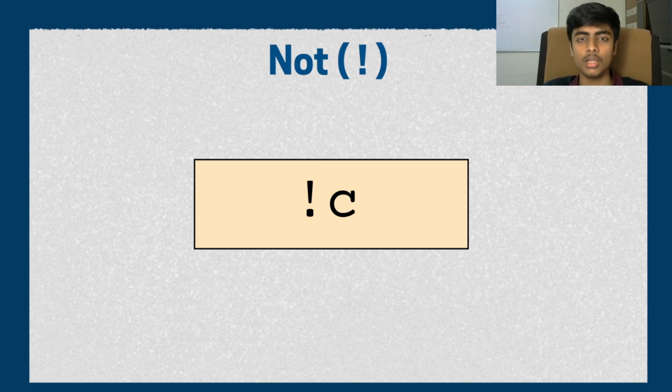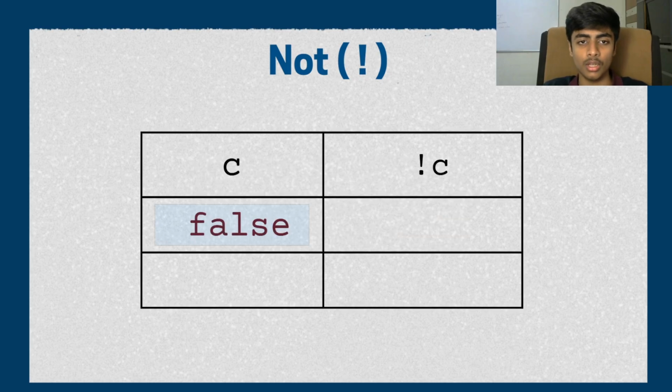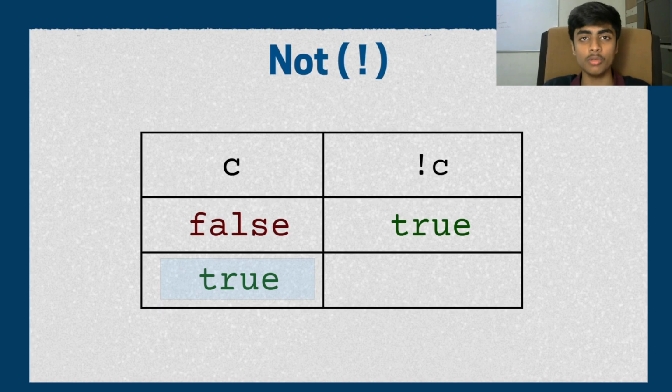Even though this is simple, we can look at this through a truth table as well. If I look at this truth table, we have one possible input where C is false. NOT of C is just going to be true. C could also be true. In that case, NOT of C would just be false.